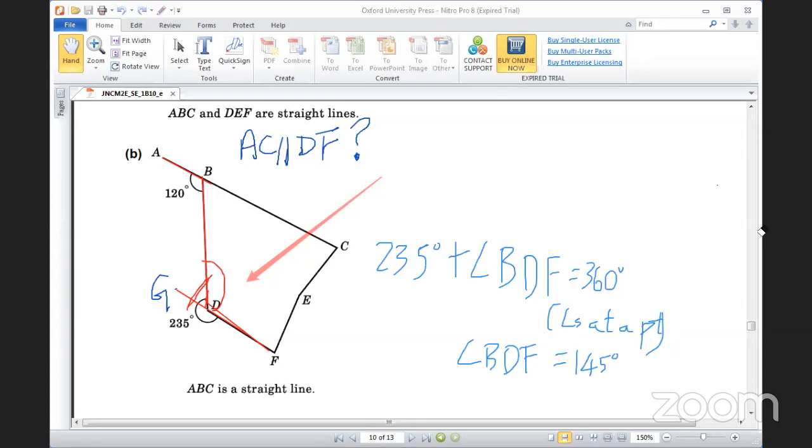145 degrees? Do it carefully. Yep. Now in this case, this is 125, right? And then if they are parallel, then it seems that it is not right, right? If they are parallel, then these two angles should be equal.